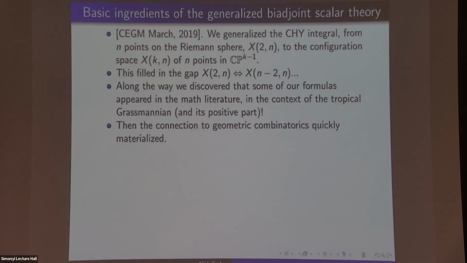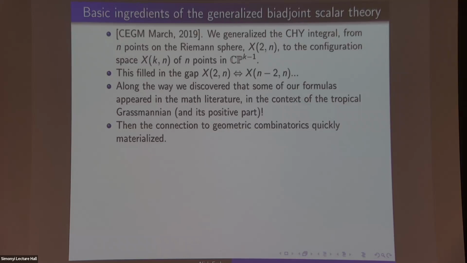So in 2019, like 6 years later, with Alfredo and Sebastian, we generalized the CHY integral to Xkn, filling in the gap. And then we discovered that our formulas actually appeared in the math literature. In particular, they appeared in the work of Bernd Sternfels and David Speyer on the tropical Grassmannian.